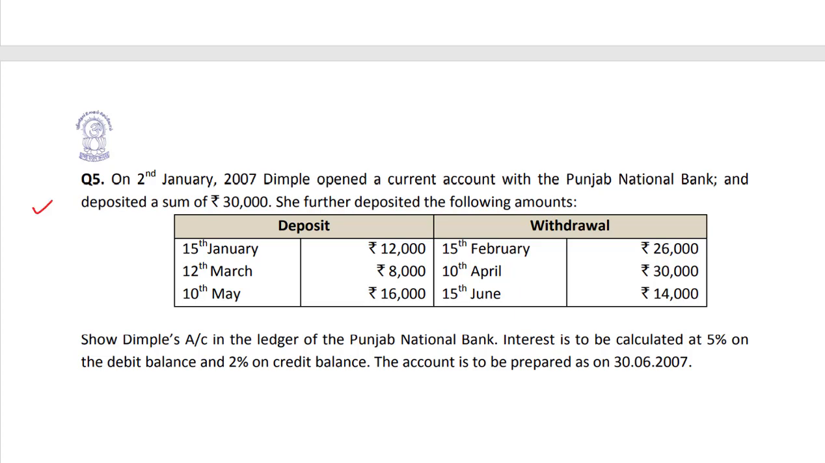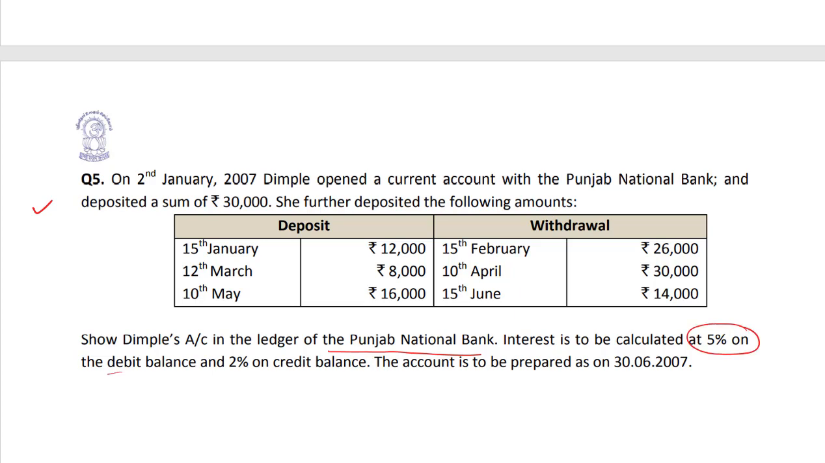Next question. Question 5. On 2nd January 2007, Dimple opened a current account with Punjab National Bank and deposited a sum of 30,000. She further deposited the following amounts, these three amounts, and withdrawal of these three amounts. Show Dimple's account in the ledger of Punjab National Bank. So we need to prepare with Punjab National Bank current account.